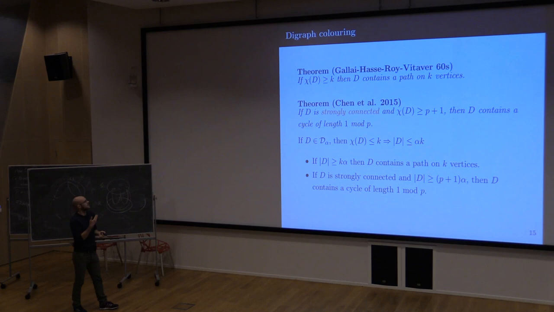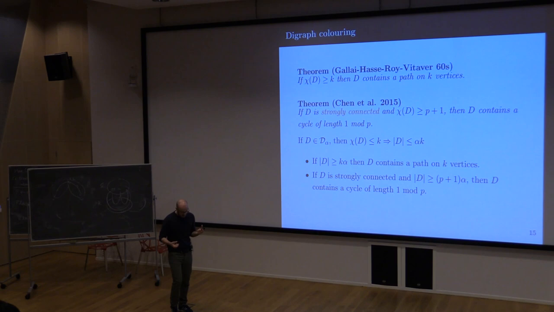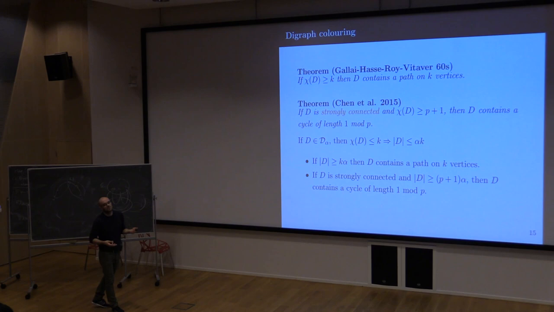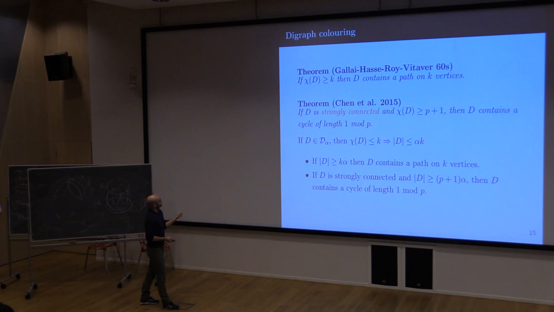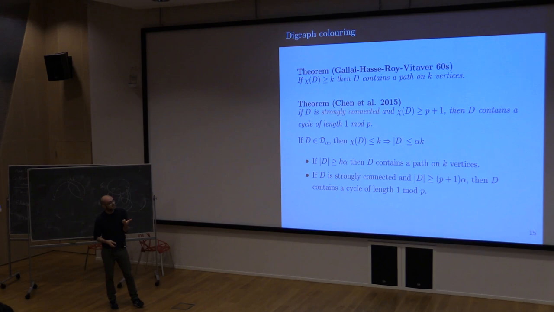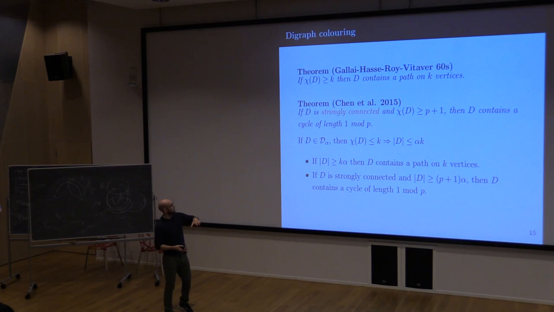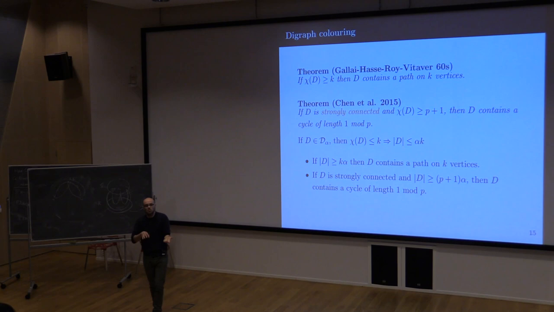And the second statement is one of Chen et al., 2015, that if D is strongly connected and the chromatic number is bigger than p plus 1, then you have a cycle of length 1 mod p, which is the cycle that we want to find. And the relation between coloring and this is that if you have a digraph with independence number bounded by alpha, then whenever you bound the chromatic number of this digraph, you actually bound the size. Because saying that a graph has chromatic number bounded by k means you can cover all the vertices with k independent sets, and if they're all small, then the whole graph is small, basically, and this is what happens here.